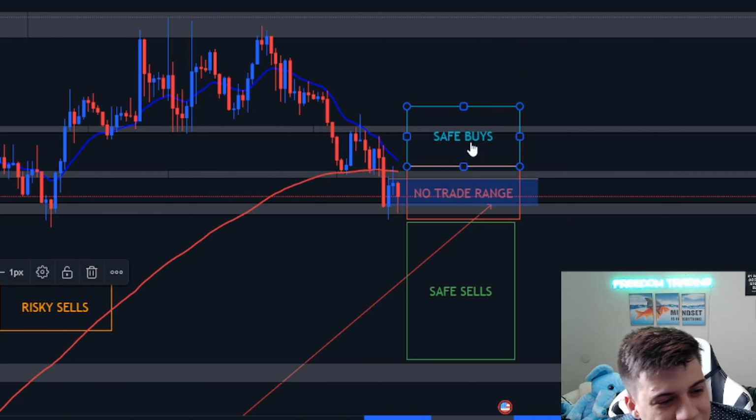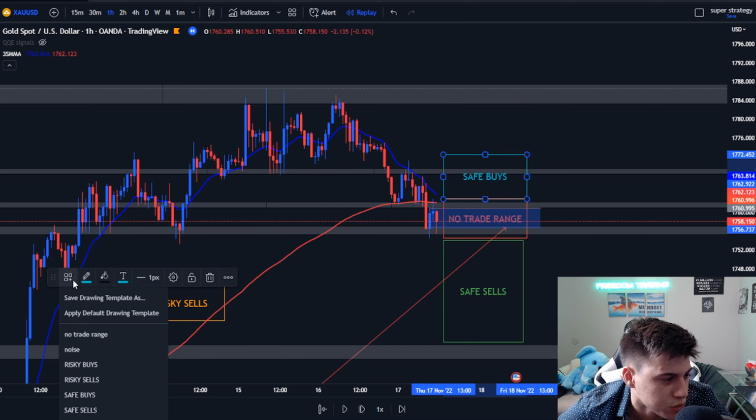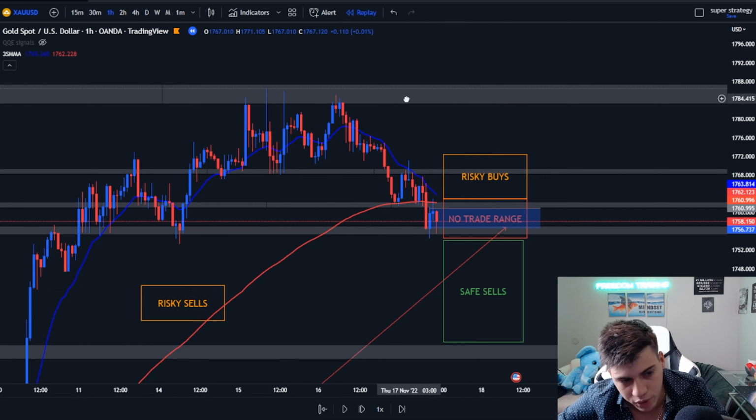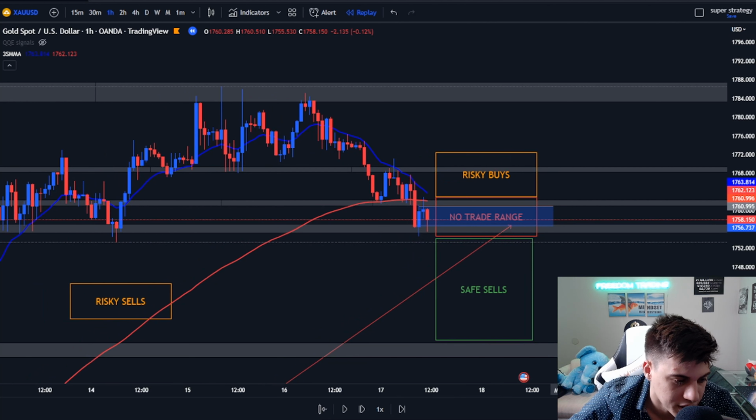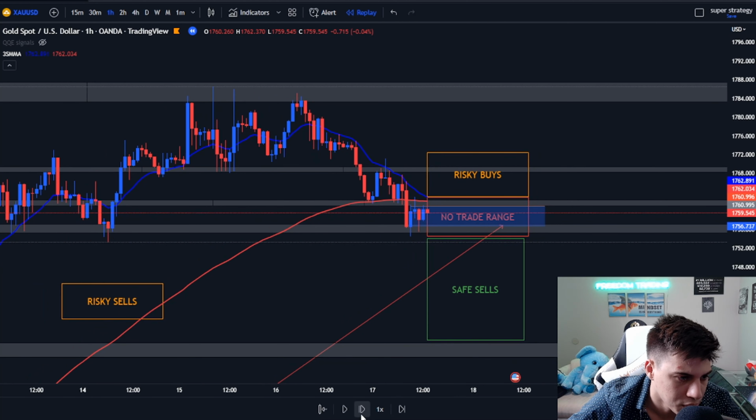Now, safe buys, these are actually kind of risky buys, so we're going to switch it over to risky buys just due to the fact that we're not breaking market structure twice at that area, but it could be a clean range to trade. Boom, boom, boom.